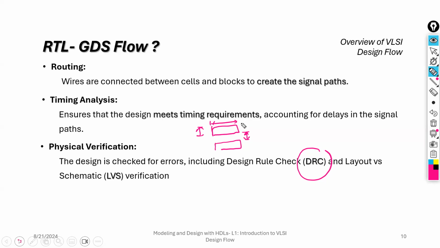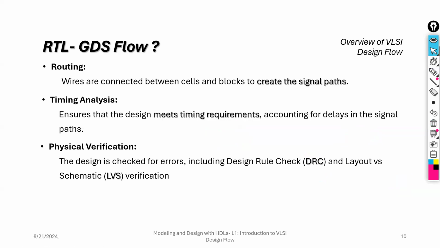And not only that, it will also check LVS, layout versus schematic. Say the schematic of the chip has 3 inputs and 3 outputs. Once it is translated into a layout, for example, it has only 3 inputs and only 2 outputs. It's a mismatch, right? That must also be checked. So DRC and LVS are used for physical verification.